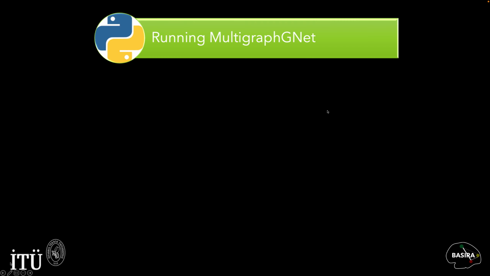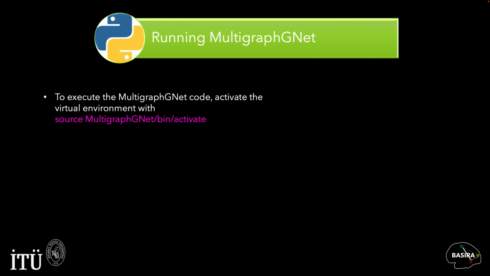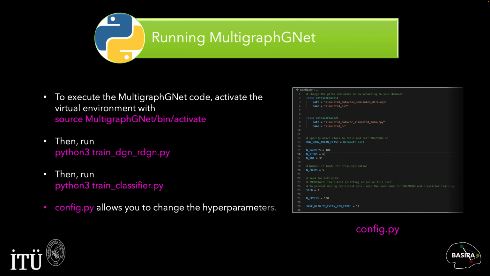To execute the MultigraphGNet code, you need to activate the virtual environment. Then, you need to run this script to train the DGN and RDGN networks. Also, you can run the train classifier script to train an SVM classifier to see the effectiveness of our framework on a binary classification task, such as normal control and autism spectrum disorder subject classification. Also, you can play with the hyperparameters and specify the shape of the simulated dataset in the config.py file.